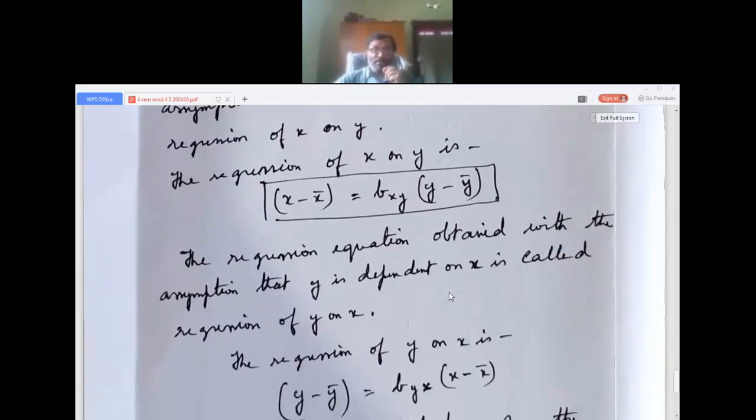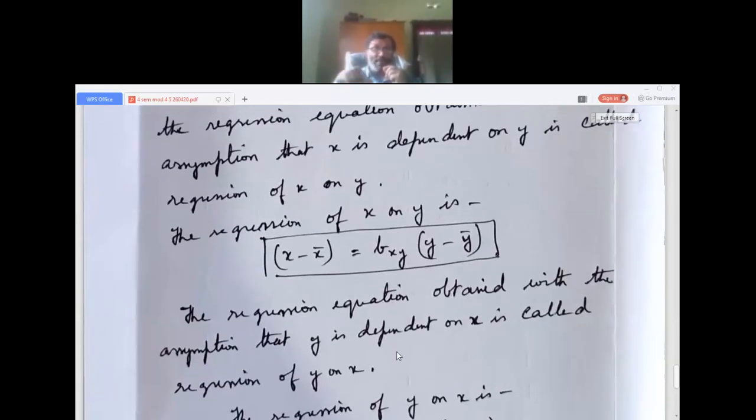The regression equation obtained with the assumption that y is dependent on x. If y is dependent on x, then it is called regression of y on x. That is just like this: replace y by x and x by y. The assumption that y is dependent on x is called regression of y on x.